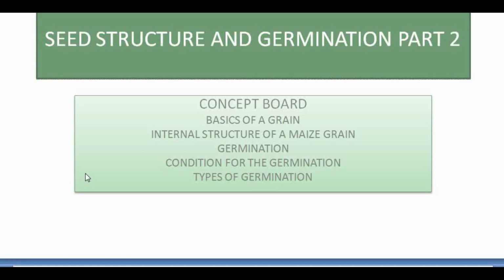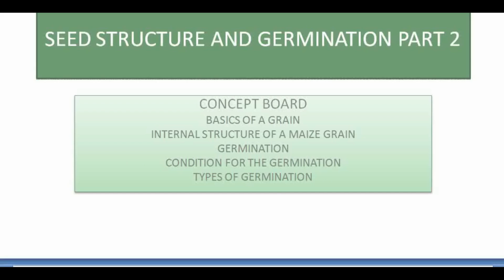And in part 1 we have discussed the external and internal structure of a bean seed and many other basics of this lesson. So make sure you check it out, which I've linked in the description box below and also at the top of your screen. So now in this video we are going to discuss basics of a grain, internal structure of a maize grain, germination, conditions necessary for germination, and types of germination.